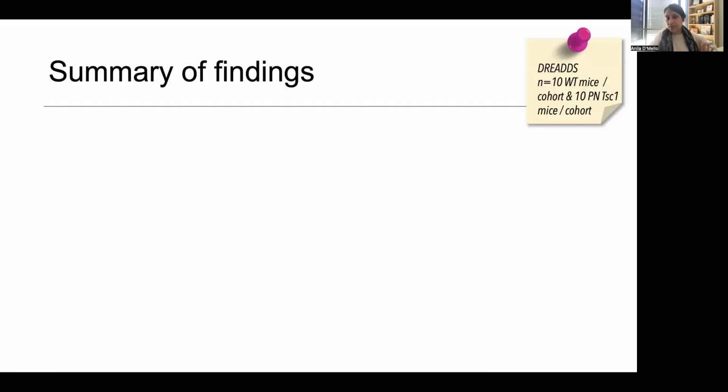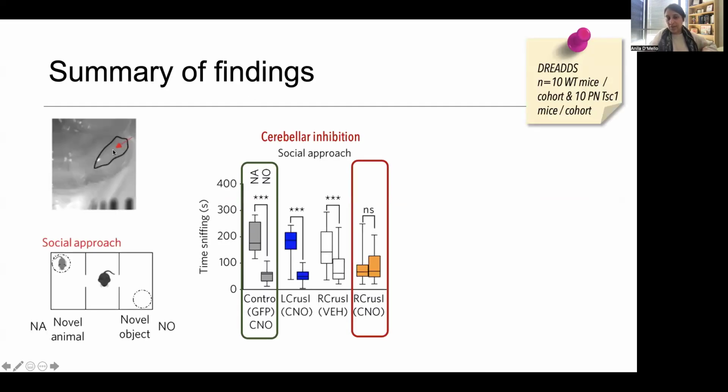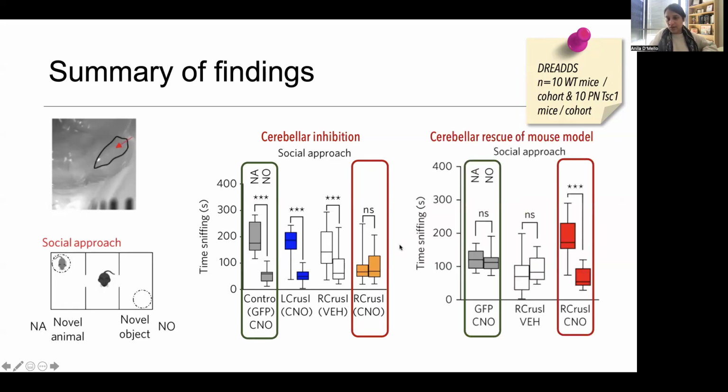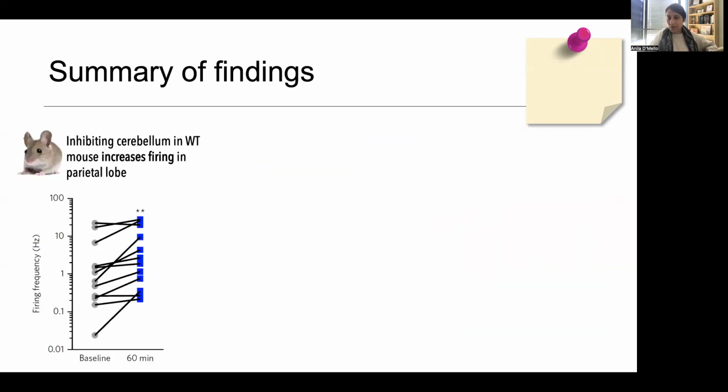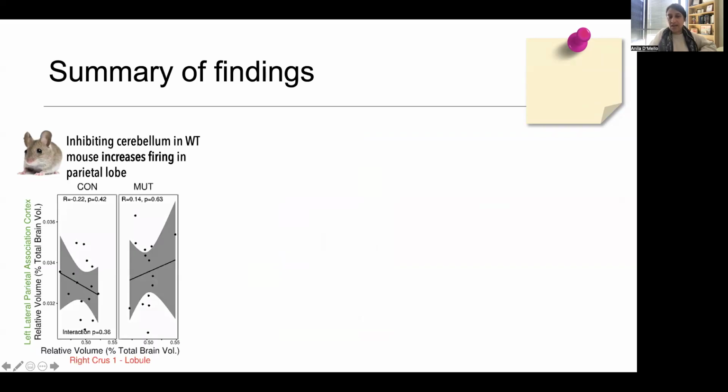Okay, so just a really quick summary of the findings. If we inhibit Wright-Kruse-1 and look at behavior, we change this behavior; we do the opposite, we rescue this behavior. We think that one of the circuits is this Kruse-1 IPL circuit, and they act in an opposing manner. So you decrease firing in Wright-Kruse-1, and it results in an increase in firing in the IPL. This is similar to what we see structurally, where decreased gray matter in Wright-Kruse-1 in the mutant mouse is associated with increased volume in the IPL.